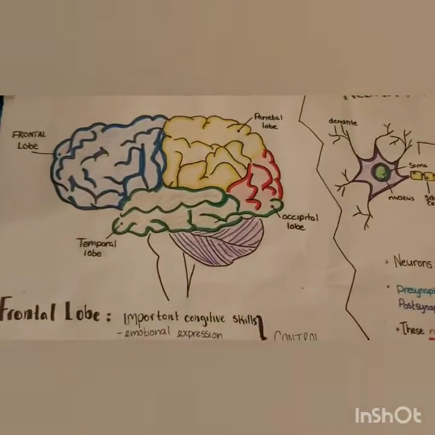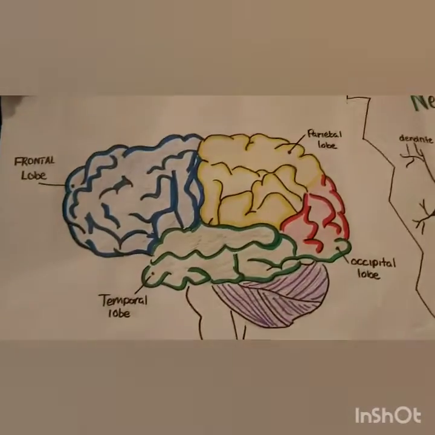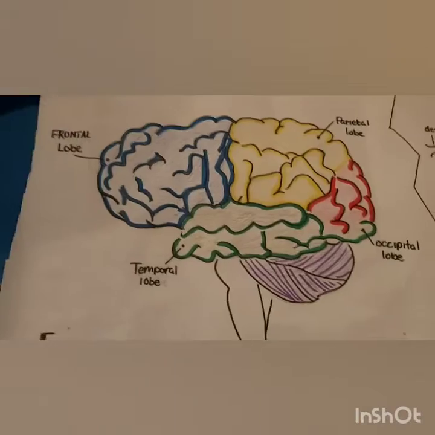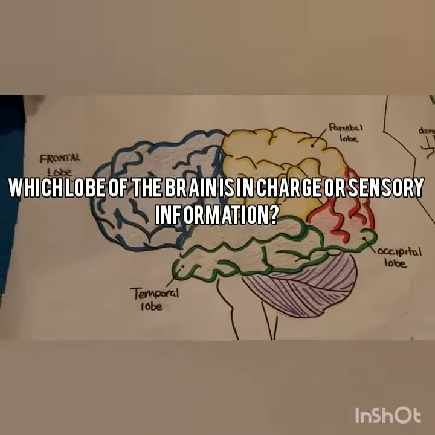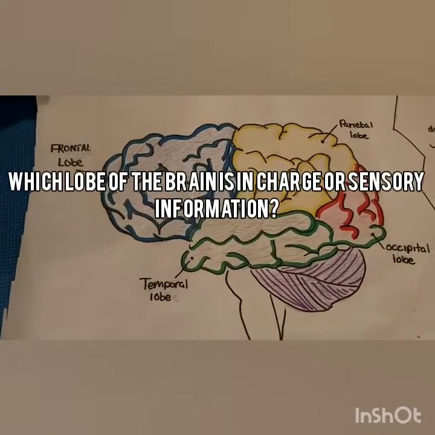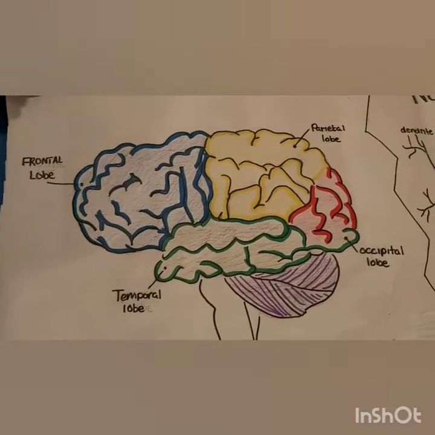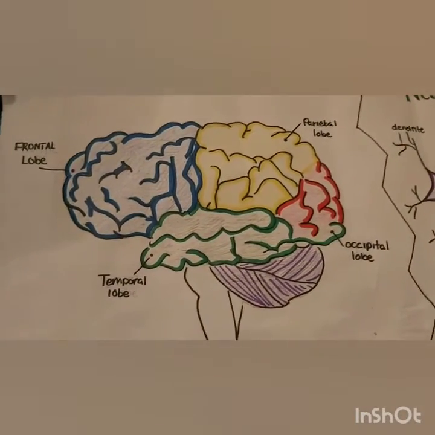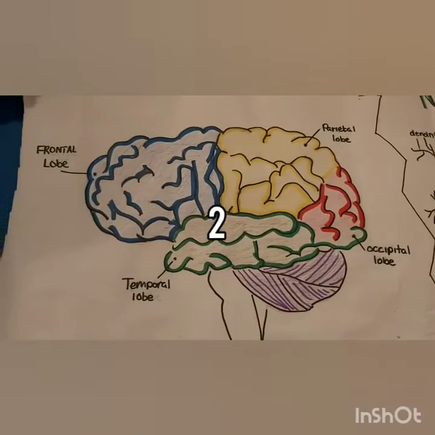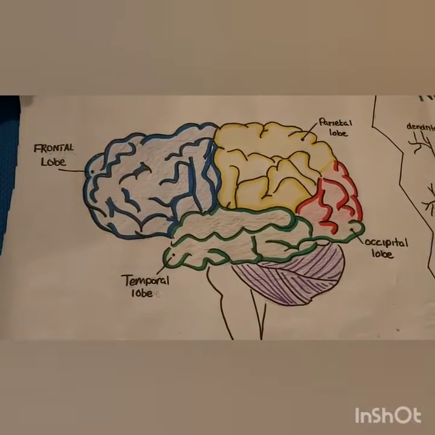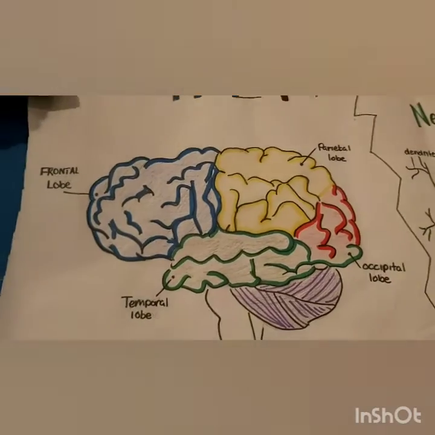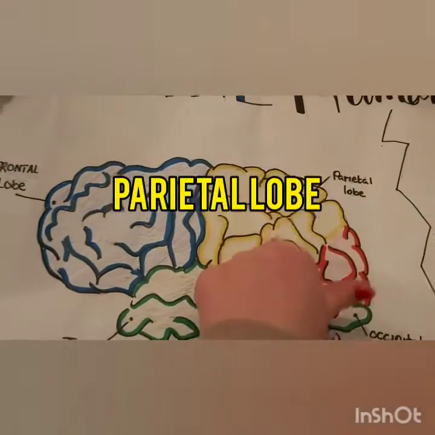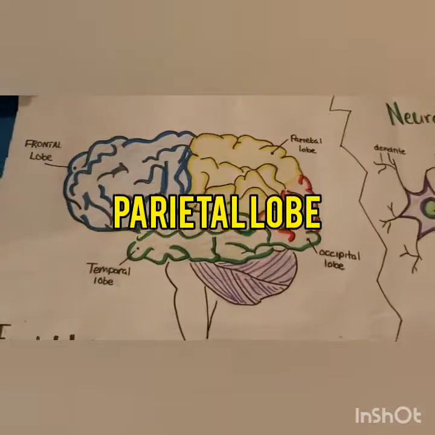So, let's go over a few review questions about the lobes in your brain. Can you tell me which lobe of the brain is in charge of sensory information? I'll give you 3 seconds, or you can pause this video and talk about it with your class. 3. The part of your brain that deals with sensory information is your parietal lobe, your 5 senses.